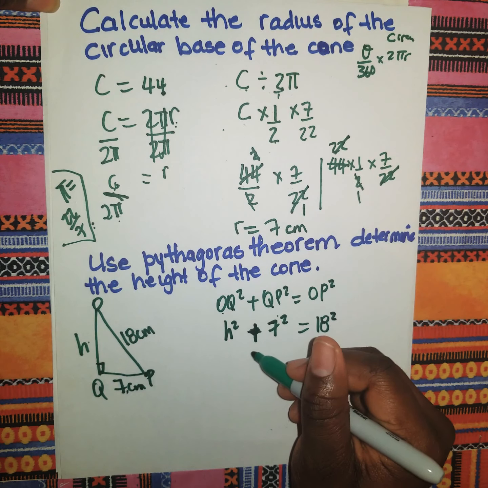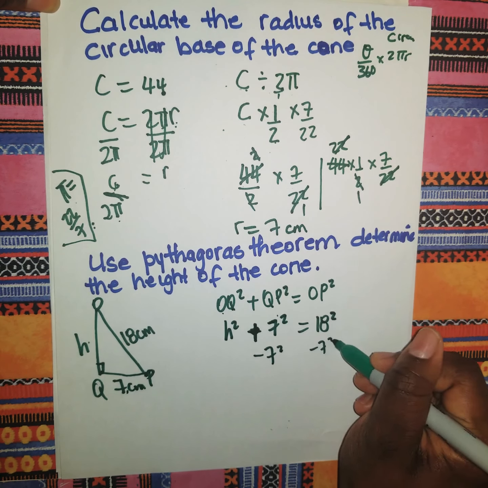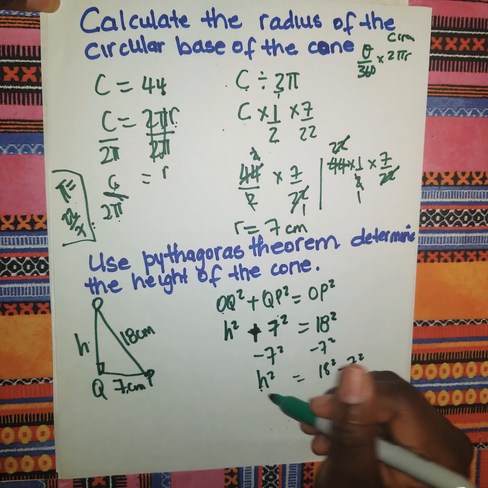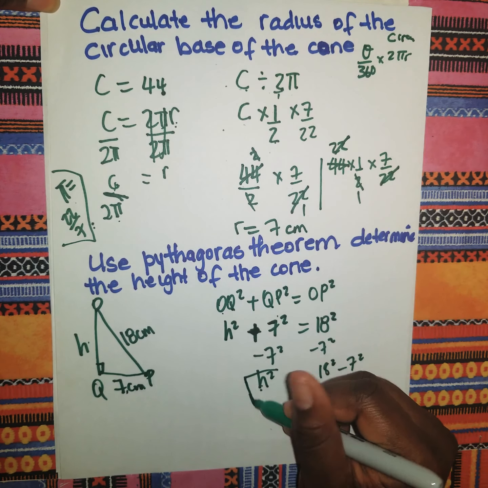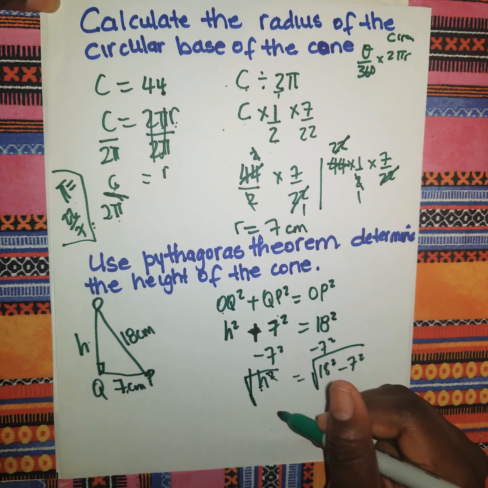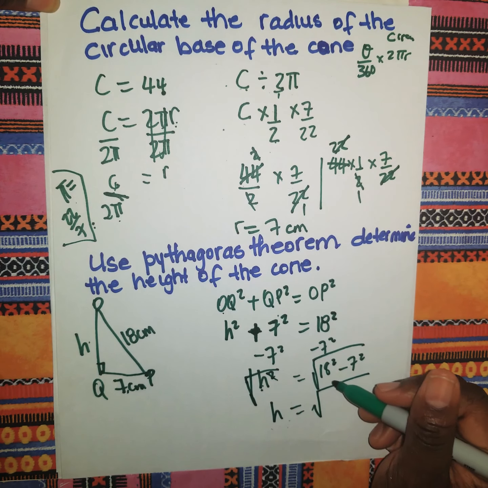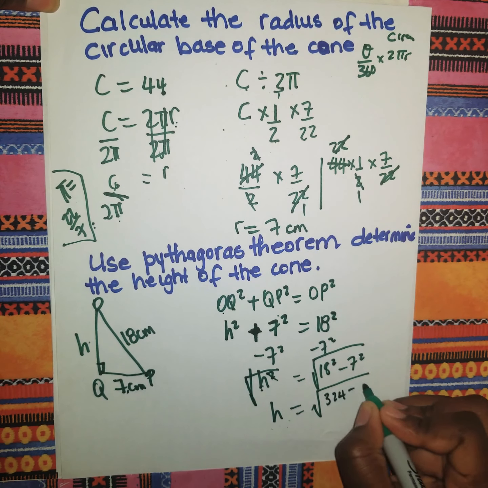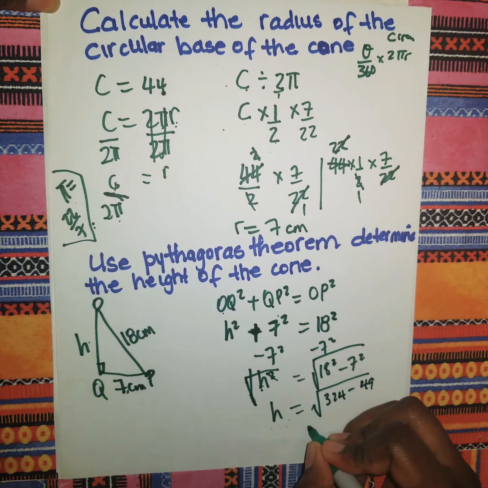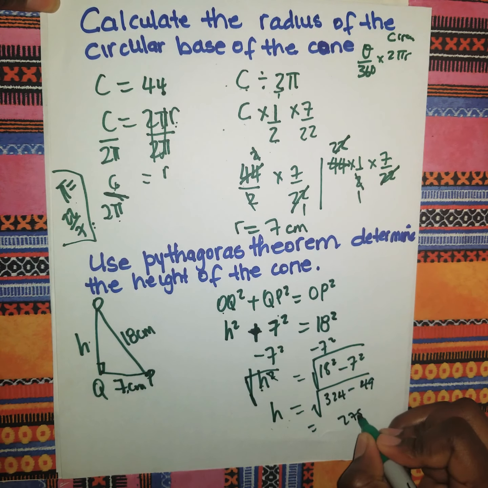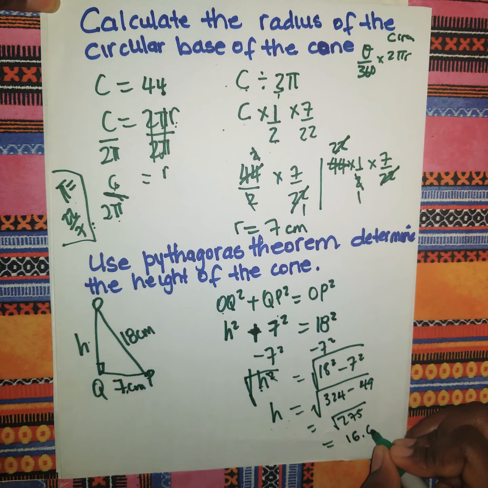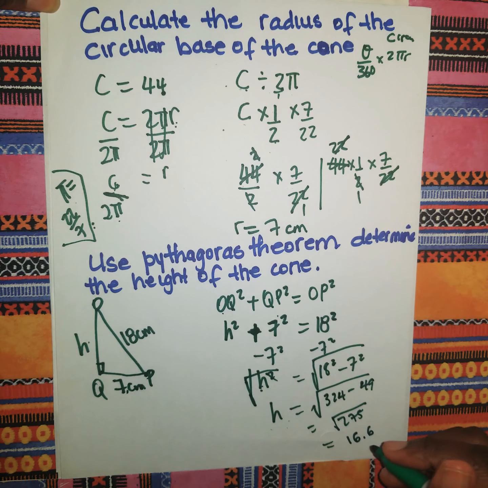Let's go ahead and find h. So I have to subtract 7 squared from both sides. So h squared is equal to 18 squared minus 7 squared. We want to find h. So we're going to find the square root of both sides. So this cancels this. So h is equal to the square root of 18 squared, which is 324, minus 7 squared, 49. This will give you 275. Square root of that will be 16.6 to be exact. But if you want to, you can leave your answer as the root of 275.